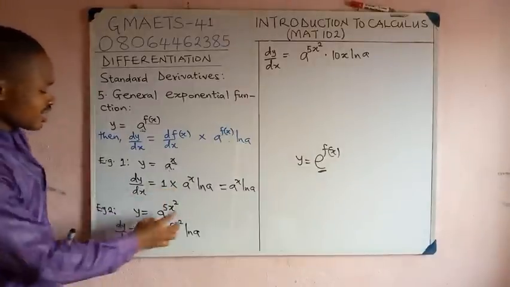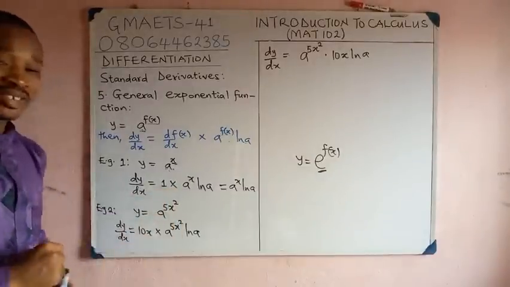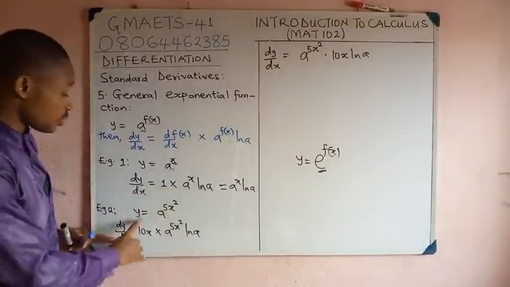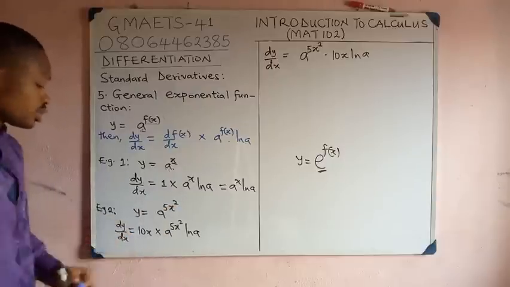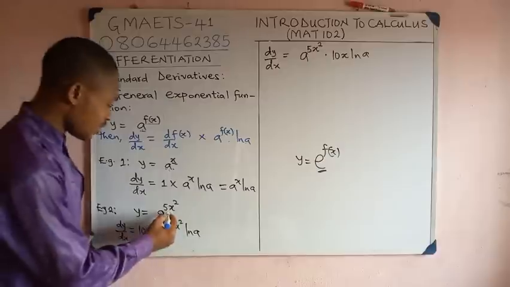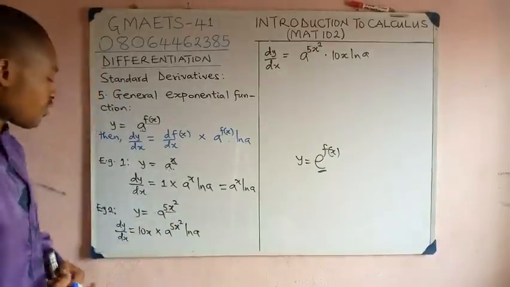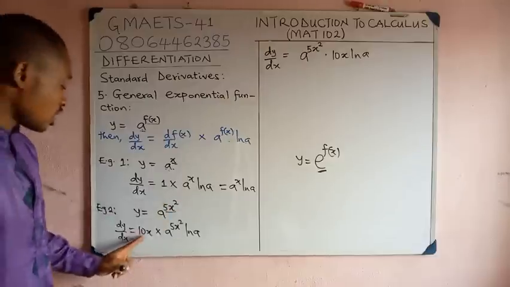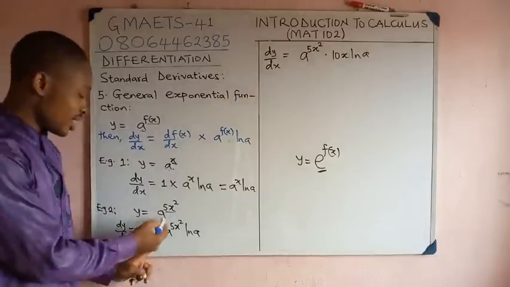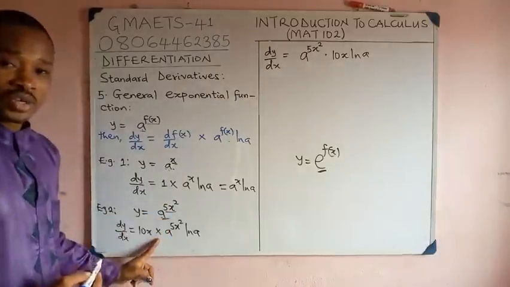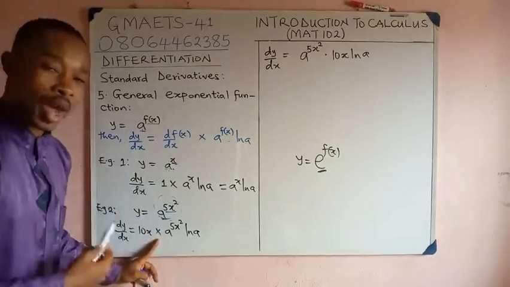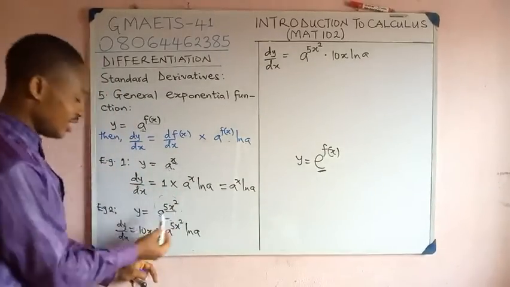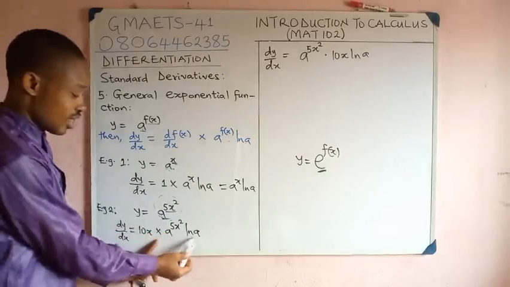Now let us consider this one, a bit complicated, but not difficult, okay? We can still use the same principle. y is equal to a raised to the power 5x squared. Now we have to obtain the differential coefficient dy/dx. What do we do? Identify your minor function, which is 5x raised to the power 2. If you differentiate that, you're going to get 10x. Then times the standard derivative of this term here, which is going to give us what? That same whole term, which is a raised to the power 5x squared, times what? ln the base, that's ln a. You can see that here.